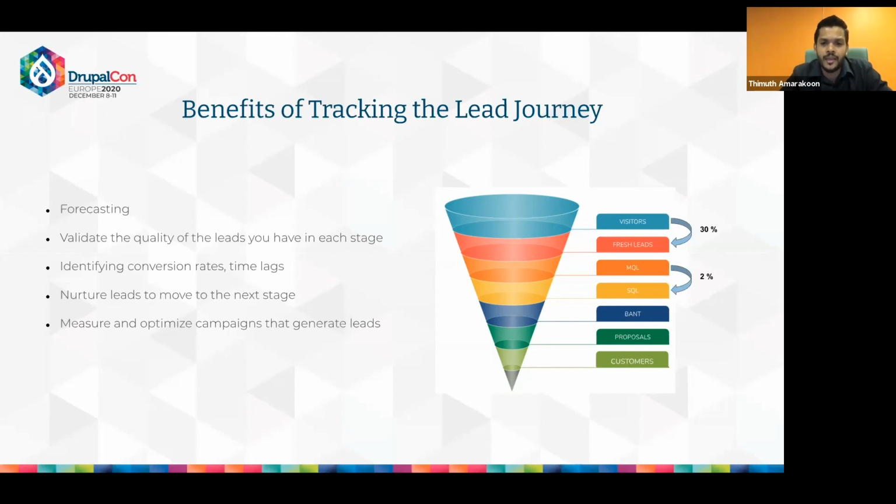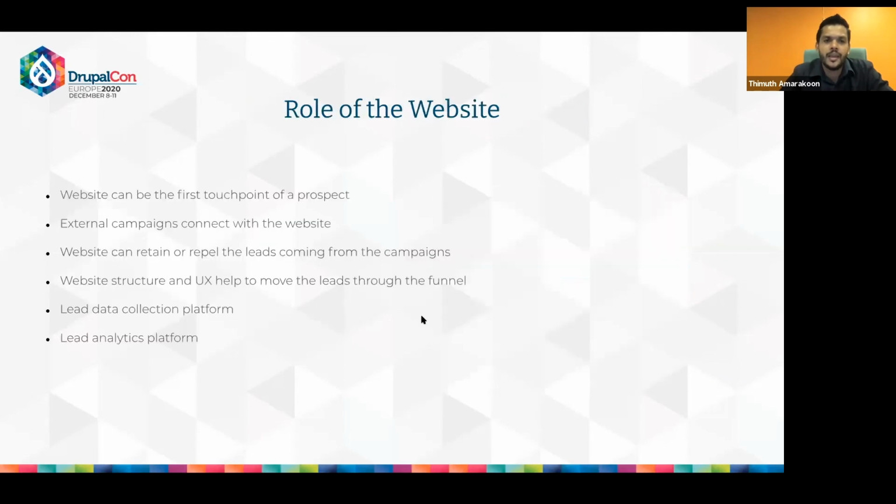And also, if you have this kind of structure, you can design marketing nurturing campaigns, especially focusing on specific stages and nurture these leads. And your website in this case plays a major role. So that's the first touch point of a prospect. If you have online campaigns or sponsored content hosted outside of your website, people will interact or click those links and land on your website.